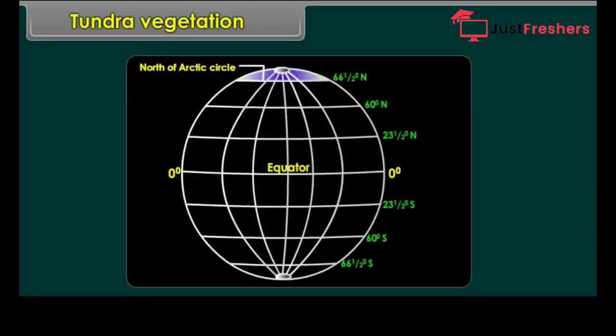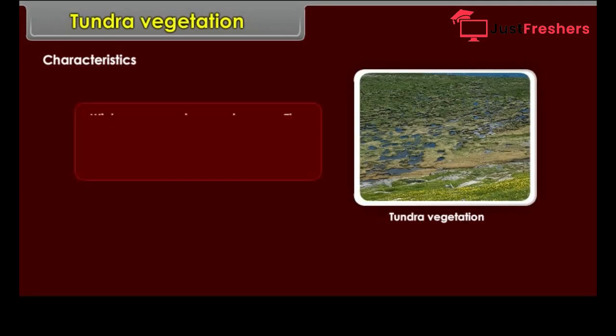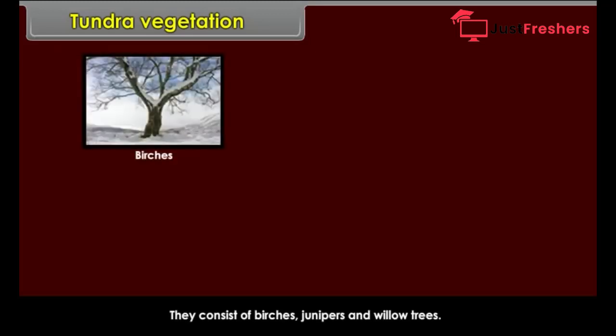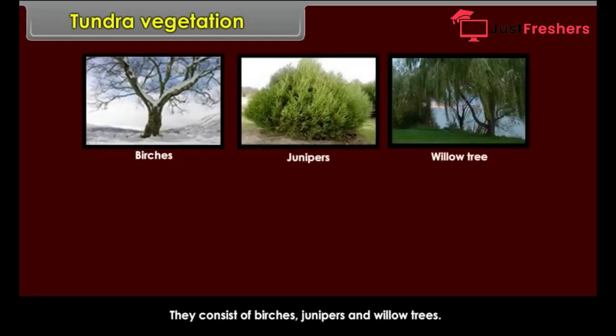Tundra vegetation. This type of vegetation is found to the north of Arctic Circle. Characteristics. Winters are very long and severe. The growth of plants is very restricted. Short stunted plants and trees grow adjoining the taiga forests. They consist of birches, junipers and willow trees.